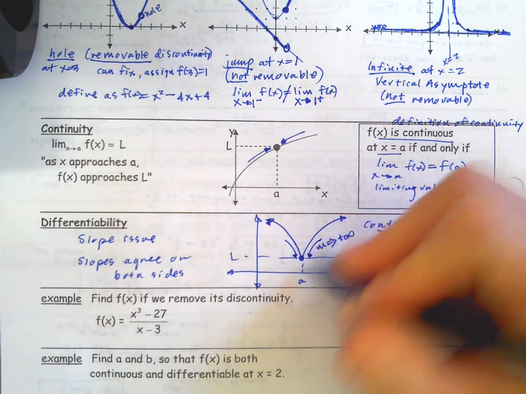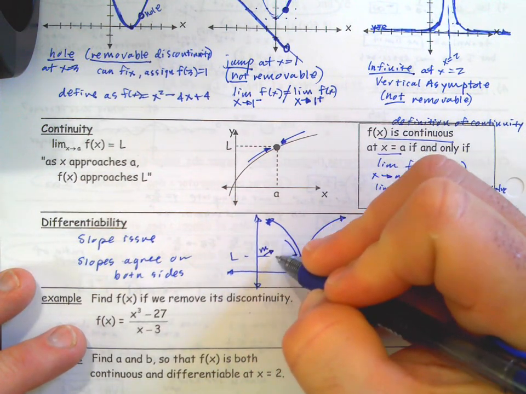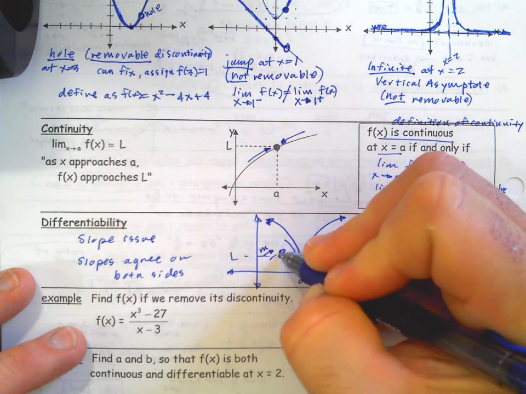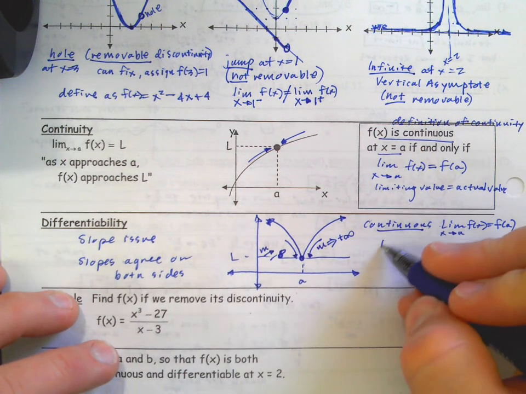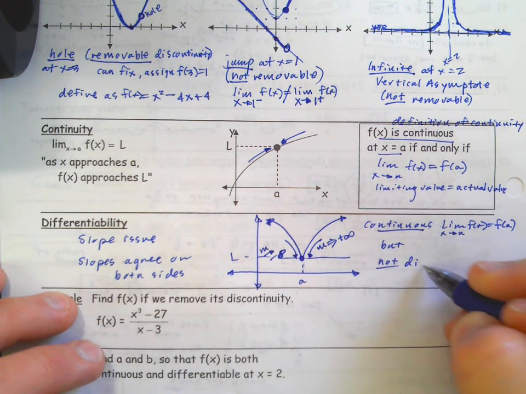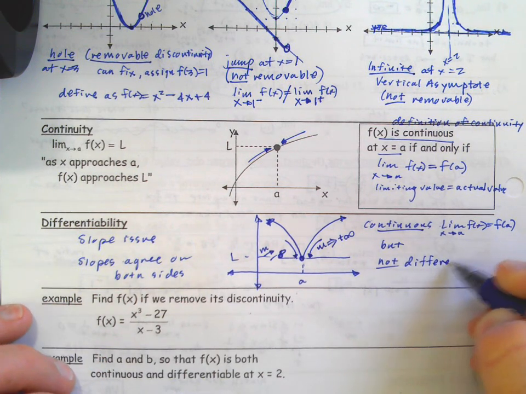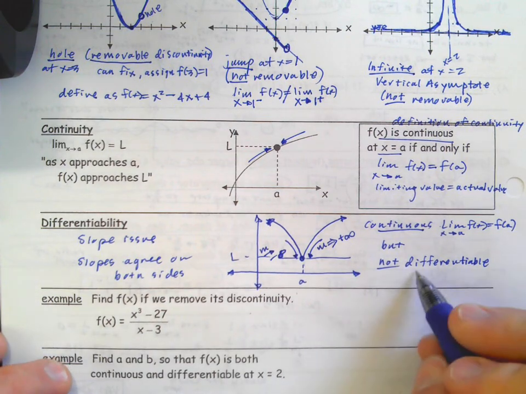You might say, oh, that's negative. No, that's a positive slope. And the slope here is going towards negative infinity. And even if they're both positive infinity, that doesn't mean they agree, because infinity is its own issue of not being differentiable. So graphs can be continuous but not differentiable. To be differentiable, though, they must be continuous first.